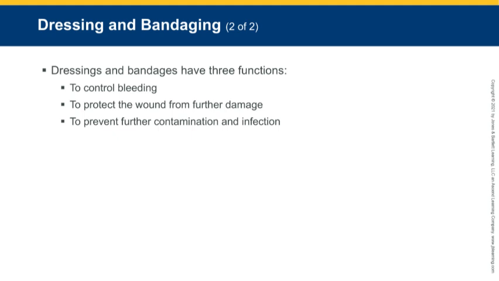Dressings and bandages serve three primary functions: controlling bleeding, protecting the wound from further damage, and preventing contamination and infection. Using the correct dressing technique is essential for wound healing. In cases of severe bleeding, direct pressure should be applied, and if necessary, a tourniquet should be used as a last resort.